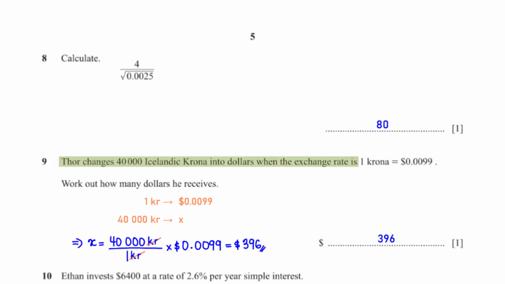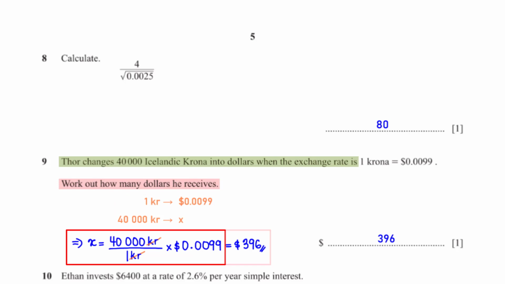Thor changes 40,000 Icelandic krona into dollars when the exchange rate is 1 krona equals $0.0099. Work out how many dollars he receives. We want to find the amount of dollars he receives from 40,000 krona, which is what we are calling X. When we cross multiply and make X the subject, this is what we get, which is equal to $396.